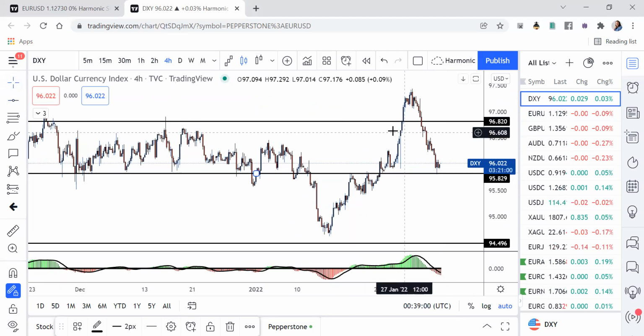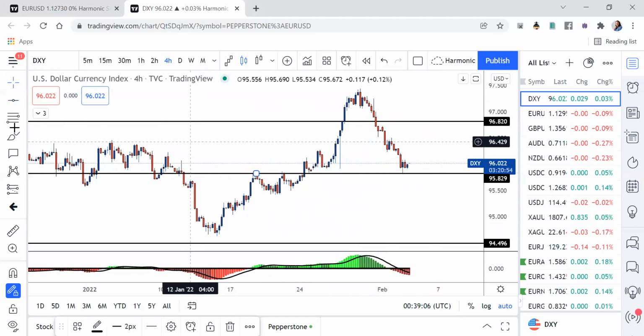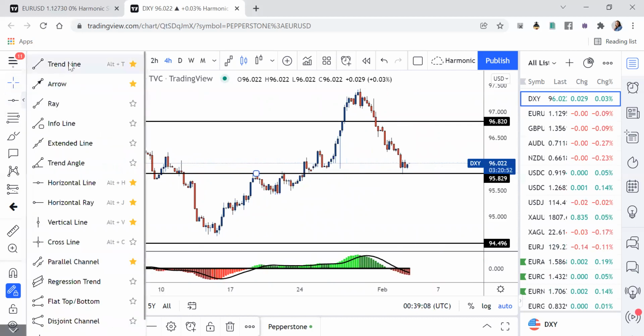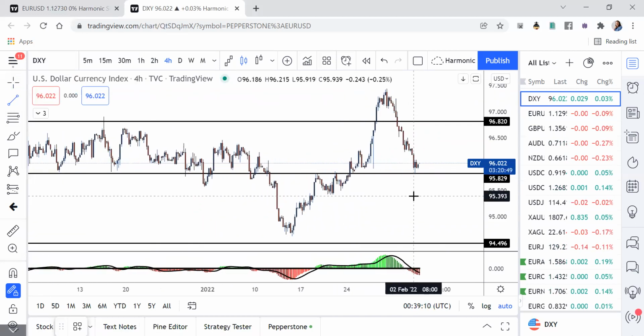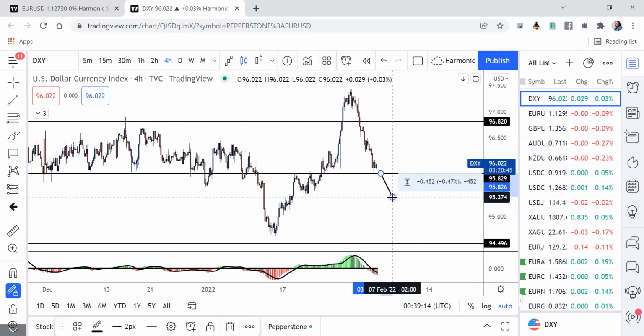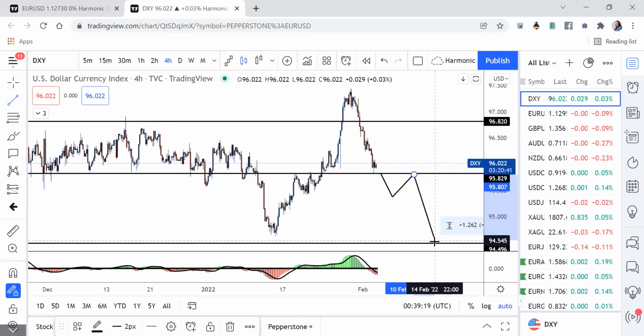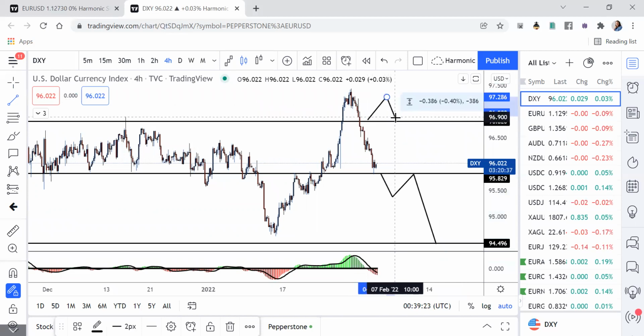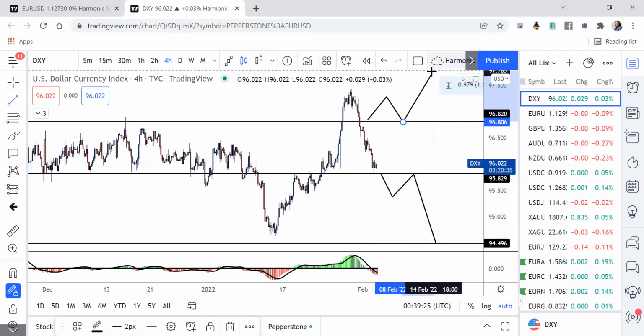So if I was looking at trading the DXY, and I'm going to be very honest with you, because we have structure, I would either be looking for this, a break of structure, retest, continuation, or I'd be looking for this, break of structure, retest, continuation. Very simple.